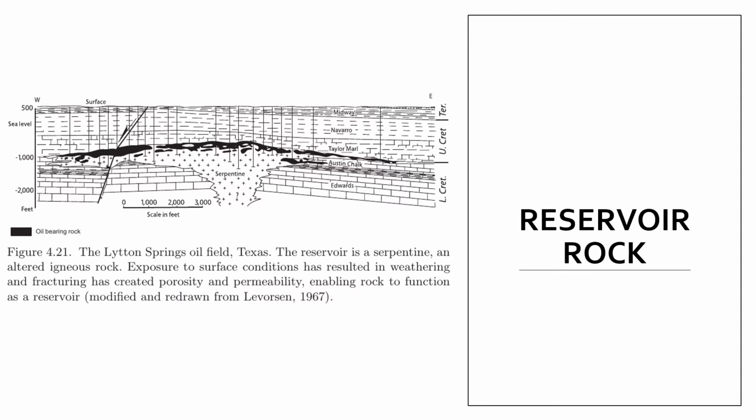Now, this is an example of a reservoir rock from Texas, USA. This is a serpentinite reservoir, right? And naturally, serpentinite typically doesn't have a primary porosity or permeability, but due to alteration and fracturing, it has secondary permeability and porosity. Okay, so reservoir rock is not limited to sedimentary rocks. It could be any type of rock.